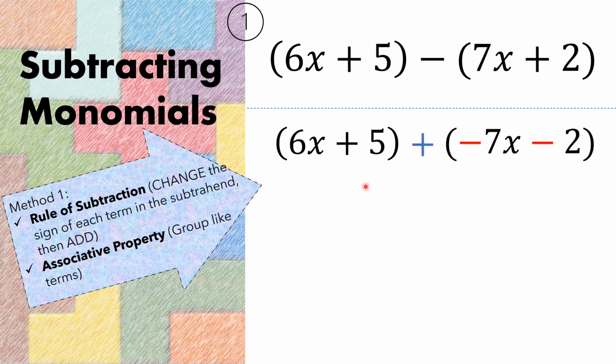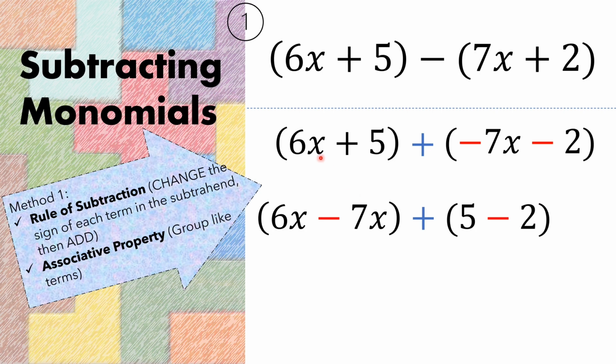Then we're going to group the like terms, applying the associative property. We have 6x minus 7x plus 5 minus 2. Simplifying, we have 6x minus 7x is negative x, plus 5 minus 2 is 3. Therefore, the difference is negative x plus 3.